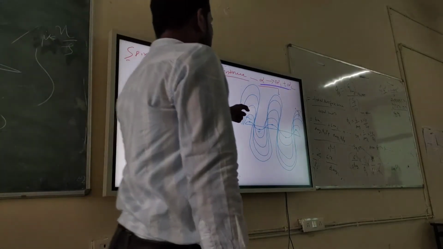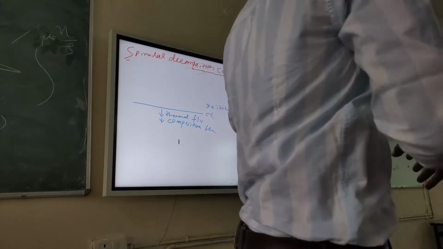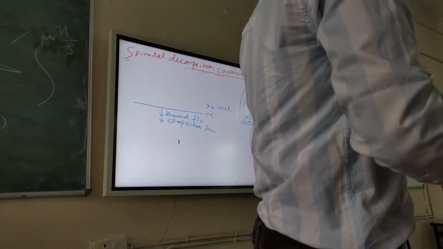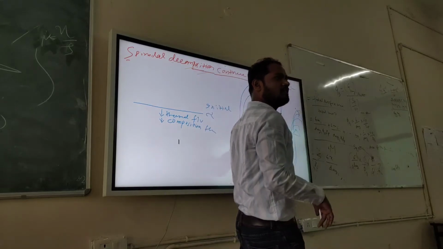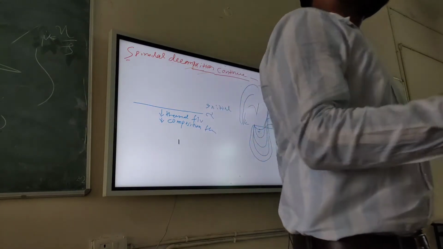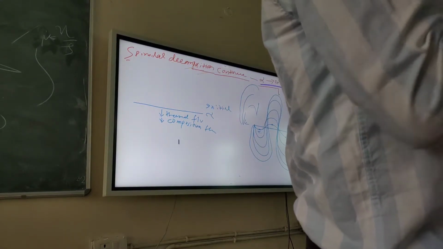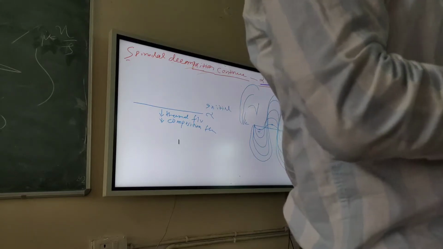So what is happening? You can see the composition is fixed, but the amplitude, this is the amplitude. This is a wave kind of thing. So this is the amplitude. Your amplitude is increasing with time. That's all. So this is the way of splitting of alpha into alpha 1 and alpha 2 if you are choosing the composition in between the spinodal points.